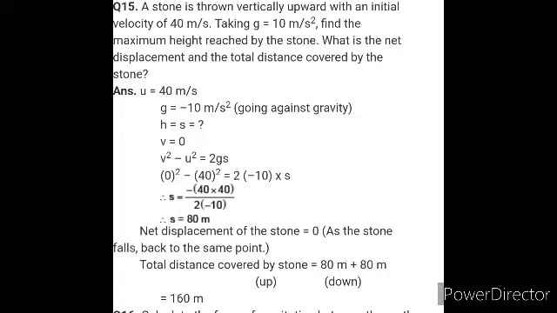At the top, the final velocity will become 0, so v is equal to 0. So, any formula which includes v, u, g, s, that is the third equation of motion. Writing the equation and substituting the values, you get the answer of displacement as 80 meter. This is the first part. The maximum height reached by the stone is 80 meter.